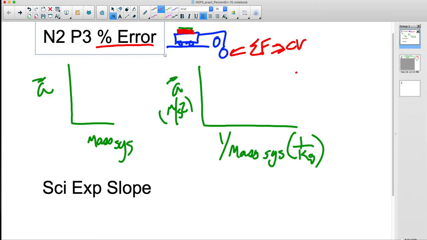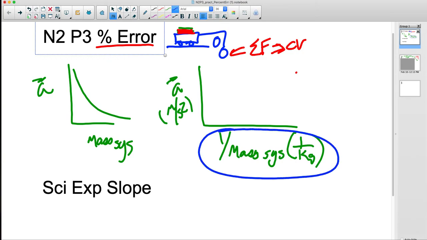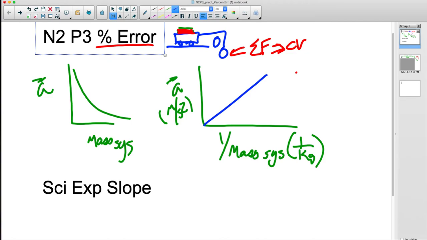So when we did this, masses got bigger and bigger, the acceleration got smaller and smaller, and we had an inversely proportional relationship between the acceleration and mass of the system. To linearize this graph, we made an acceleration versus 1 over the mass of the system graph, which had units of 1 over kilograms. That helped linearize the data, which looked like this.